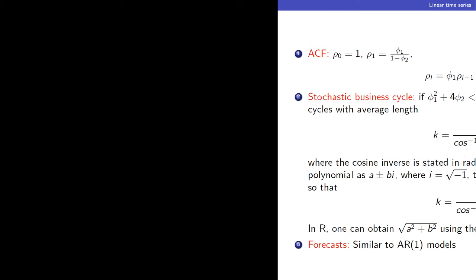If we denote the solutions of the polynomial as complex numbers, then we will have 2a is exactly phi 1, and minus the modulus of the solution squared is exactly phi 2. And so k will be equal to 2 pi divided by arc sine of a divided by the modulus of the solutions. In R, the command Mod gives you the modulus of any complex number, so you can go directly to that. Regarding forecasts, they work exactly the same as in AR1 models.